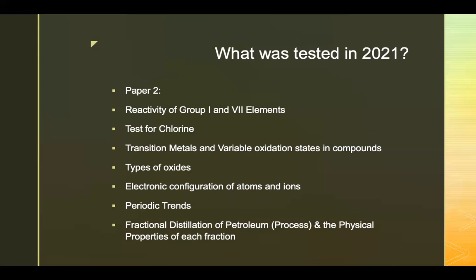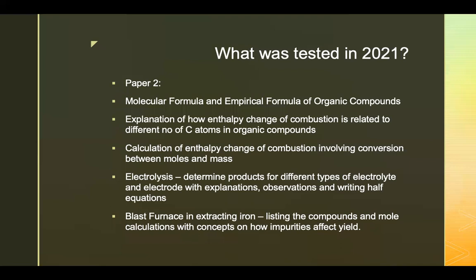And the physical properties of each fraction was also tested in last year's paper, where they were required to explain why butane and propane were found in the same fraction, because they have very similar numbers of carbon atoms and they have similar boiling points. Okay. Now, there were quite a number of questions involving organic chemistry, which include the molecular formula and empirical formula. So students are required to remember the molecular formula of some organic compounds and derive the empirical formula from there.